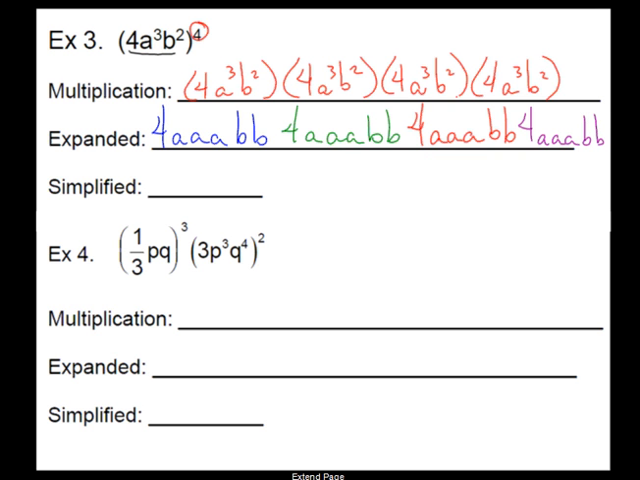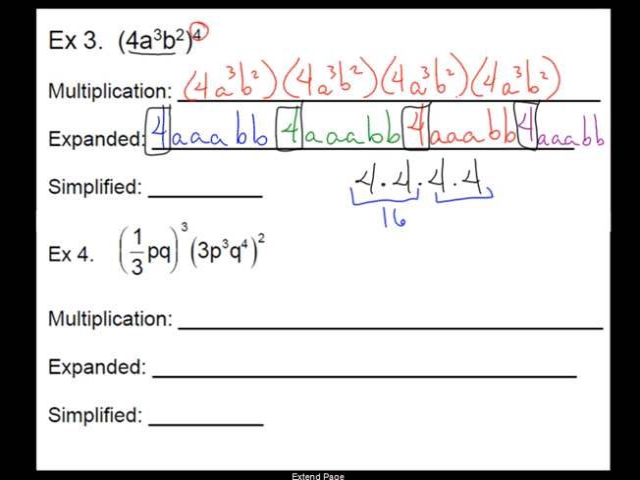Again, let's take care of our numbers first. So I have 1, 2, 3, 4 4's. So I'm going to multiply 4 times 4 times 4 times 4. I can do these in groups. This gives me 16 times 16. 16 times 16 is 256. So I have 256.